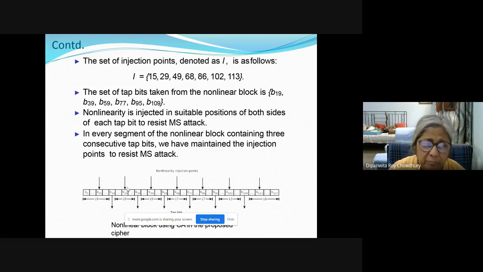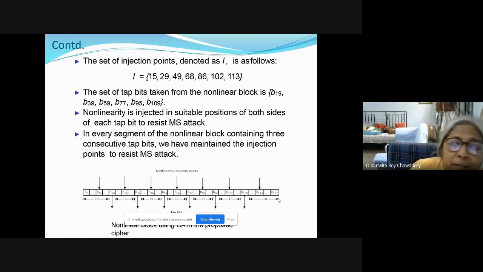Now in every segment of the nonlinear block containing 3 consecutive tap bits, we have maintained the injection points to resist the MS attack. I'm just showing. I have tried at least with a picture to explain, because the thing is very complex. With this simple example, at least I can give you some picture. See, this is some 128-bit state.